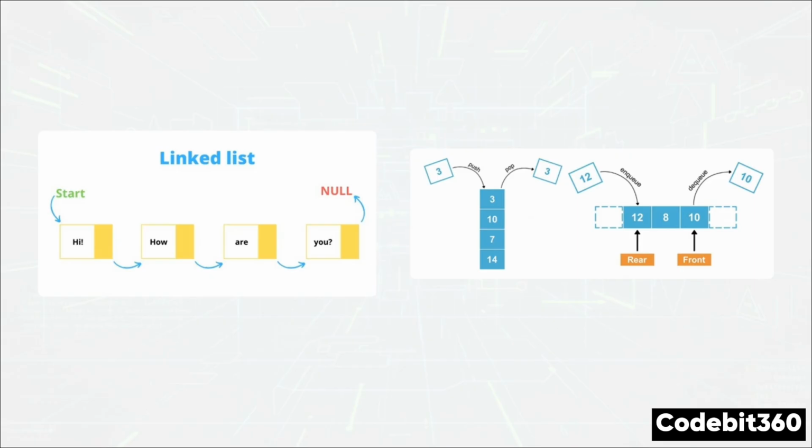Next up, we've got our linear structures. Linked lists are awesome. They chain elements together, which is perfect when your data needs to grow or shrink. Then you have stacks and queues, which are all about order. A stack is last in, first out. Just think of a stack of pancakes. A queue is first in, first out, like, you know, a line at the bank.